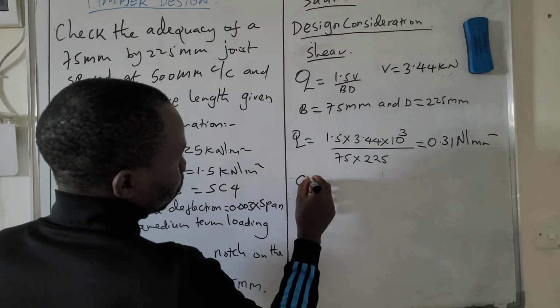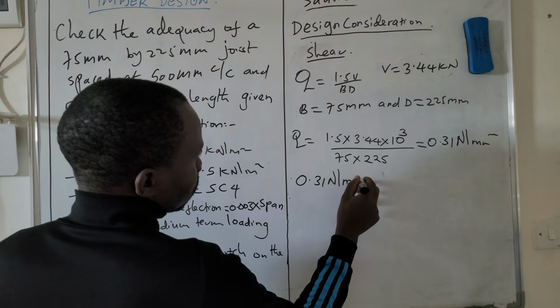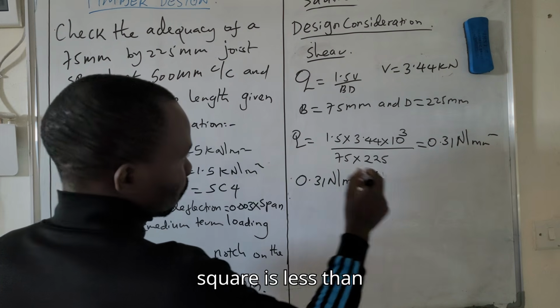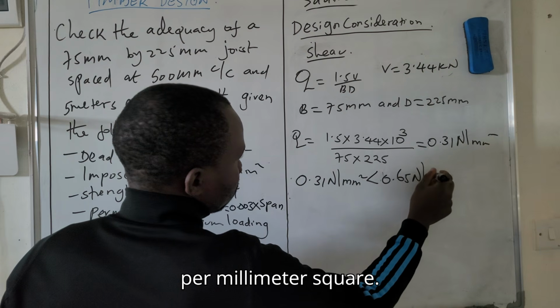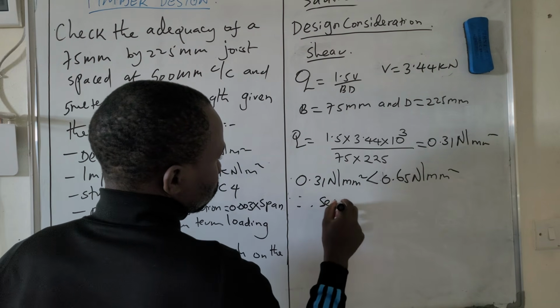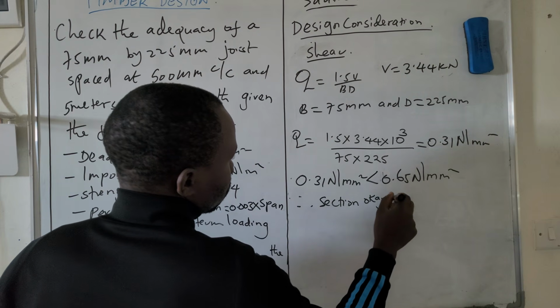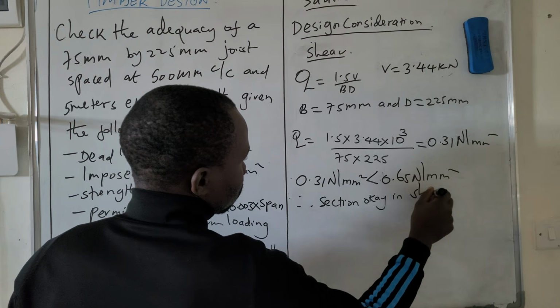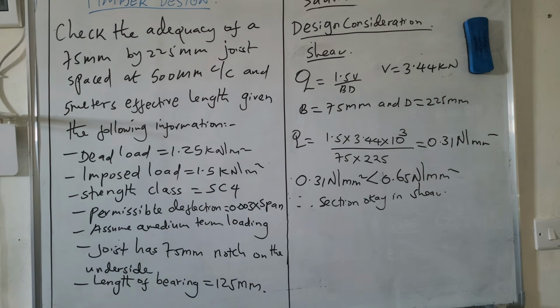So 0.31 Newton per millimeter square is less than 0.65 Newton per millimeter square. Therefore, section okay in shear. After that, we proceed to bearing.